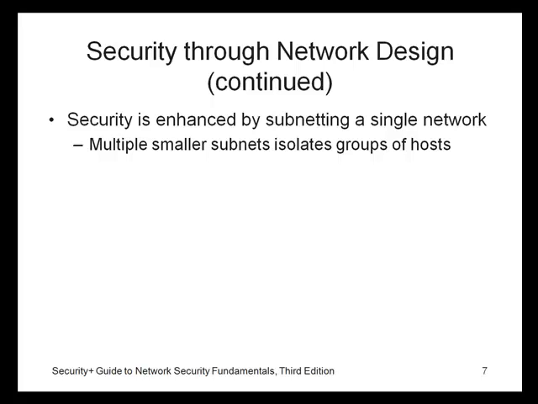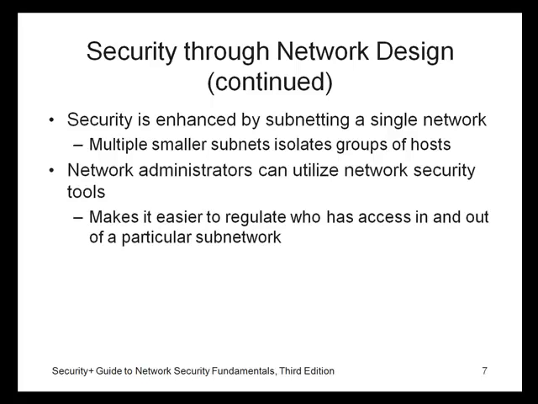Enhanced security: subnetting a single network into multiple smaller isolated groups of hosts. Hopefully, with the things that we've talked about, there are a number of issues that this does help. The virus or the worm, we minimize the number of machines that get infected immediately. Hopefully we do, depending on what kind of filters we have on the routers also. It depends on what kind of an infection you have, whether it goes across the network or not. You can utilize the network security tools; it's easier to regulate who has access in and out of a particular subnet.